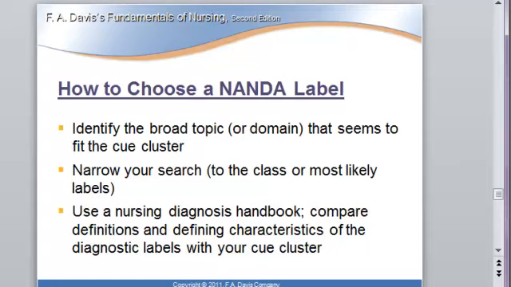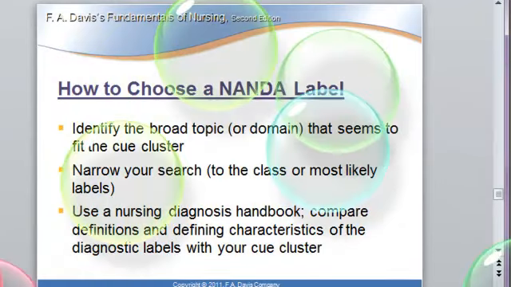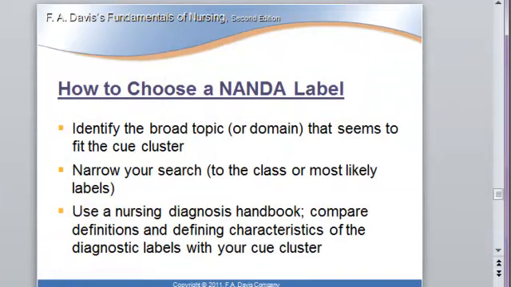So if you look at page 32 in Volume 2, it will say domain. So the domain is health promotion, Domain 1. Domain 2 is nutrition. Domain 3 is elimination and exchange. Domain 4 is activity, and so on. Okay, so then we need to narrow our search to the class or the most likely labels that would fit with the data that you collected. And the class, let's say under Domain 3, Elimination and Exchange, we go under Class 2, which is GI function.